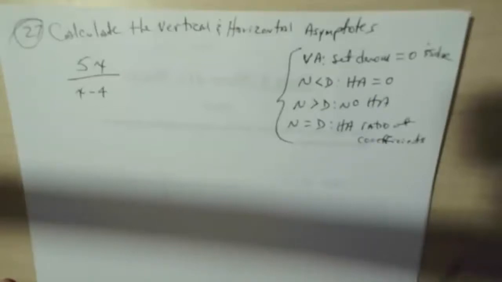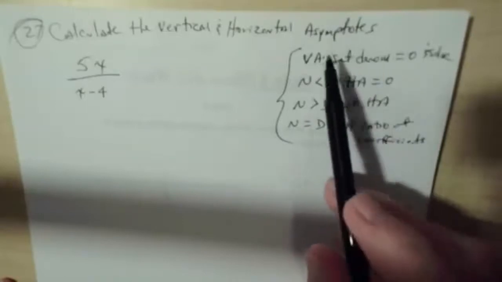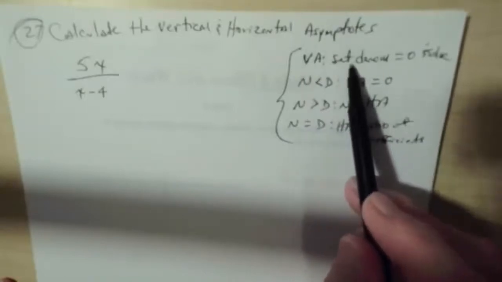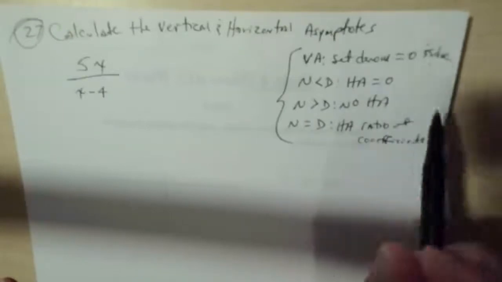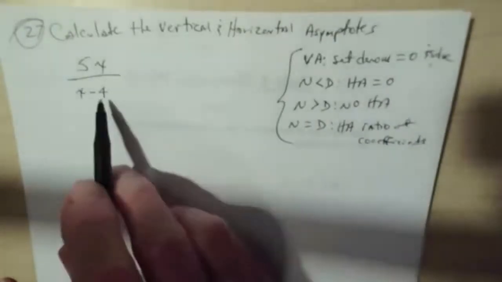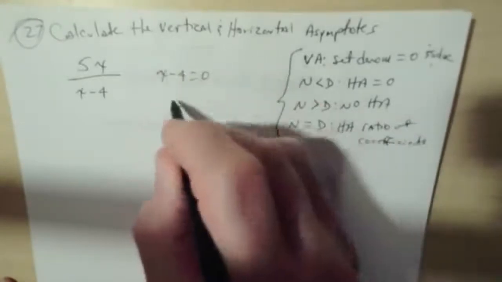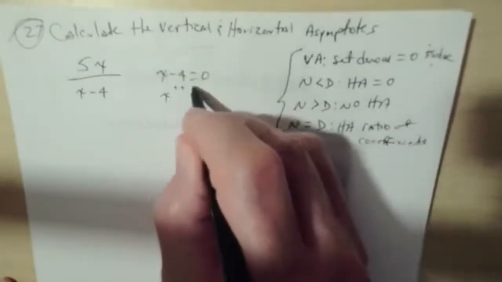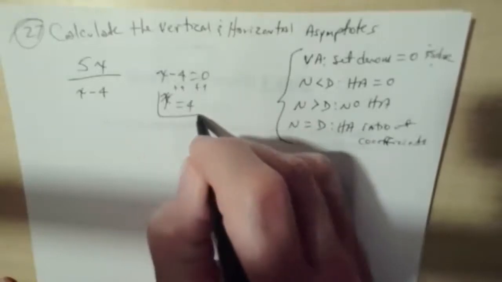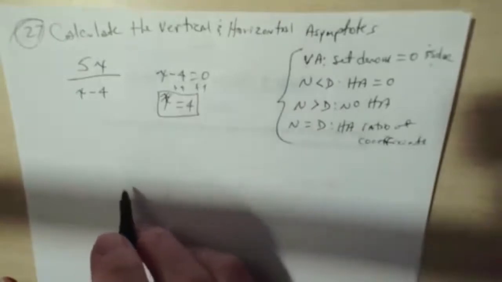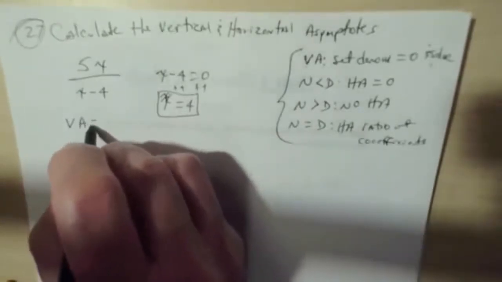Okay, number 27 is calculate the vertical and horizontal asymptotes. And here is a description of how to calculate those. For the vertical asymptote, we set the denominator equal to 0 and solve. So we set the denominator, x minus 4 equals 0. So we add 4 to each side. So our x is 4. So our vertical asymptote is 4.